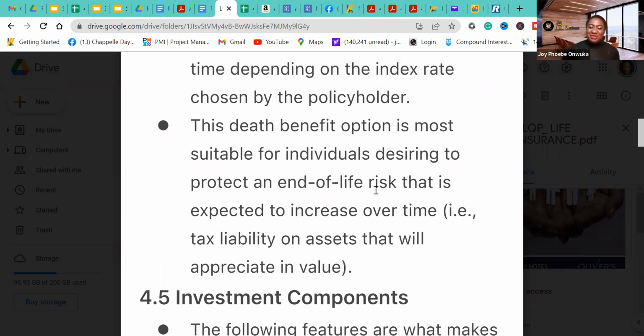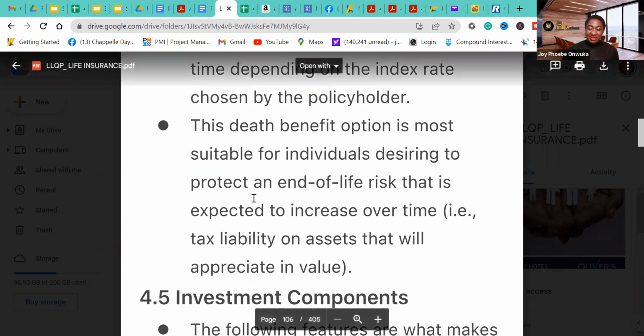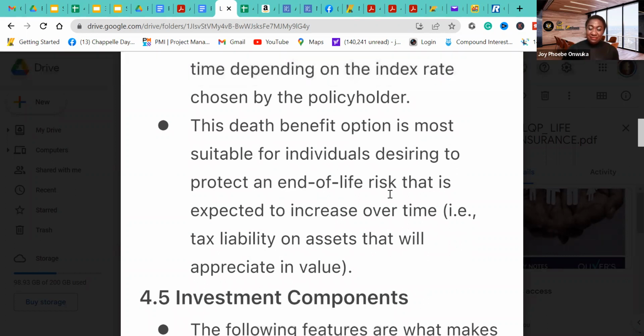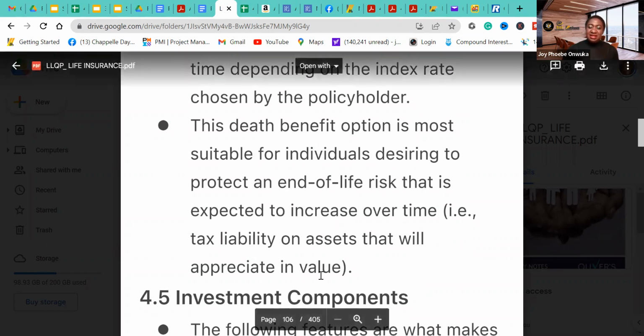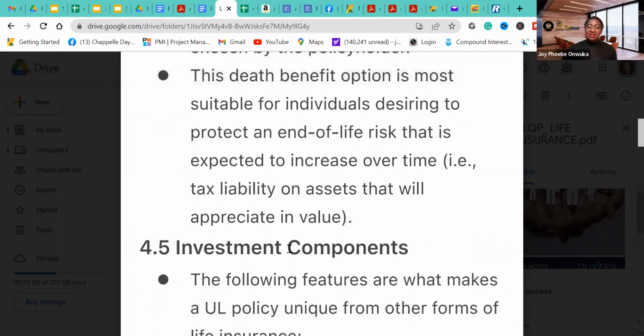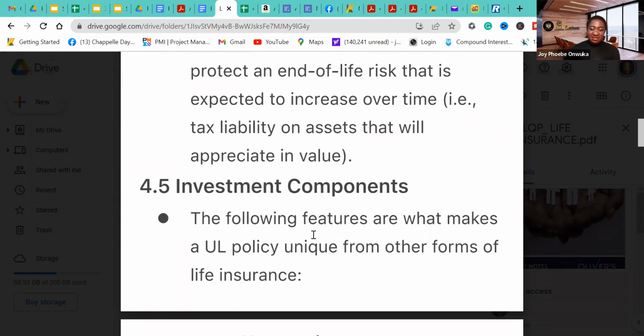This death benefit option is most suitable for individuals desiring to protect an end of life risk that is expected to increase over time, that is, tax liability on assets that will appreciate in value.